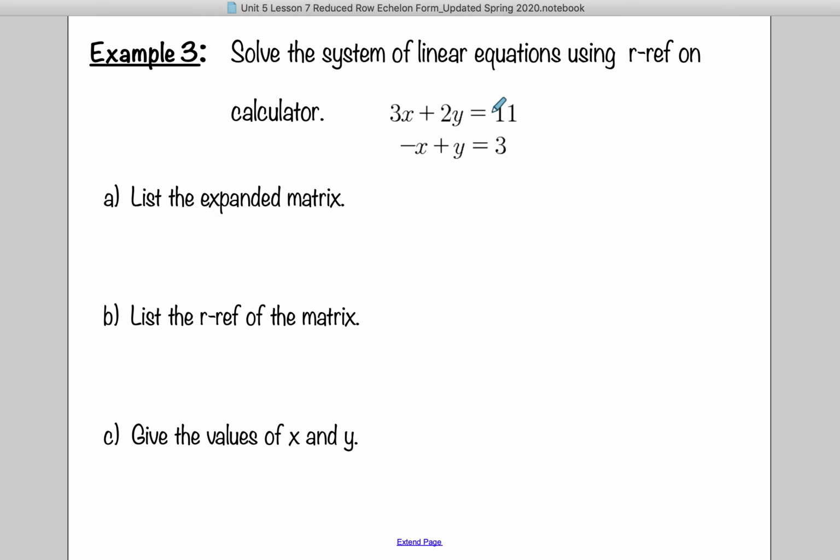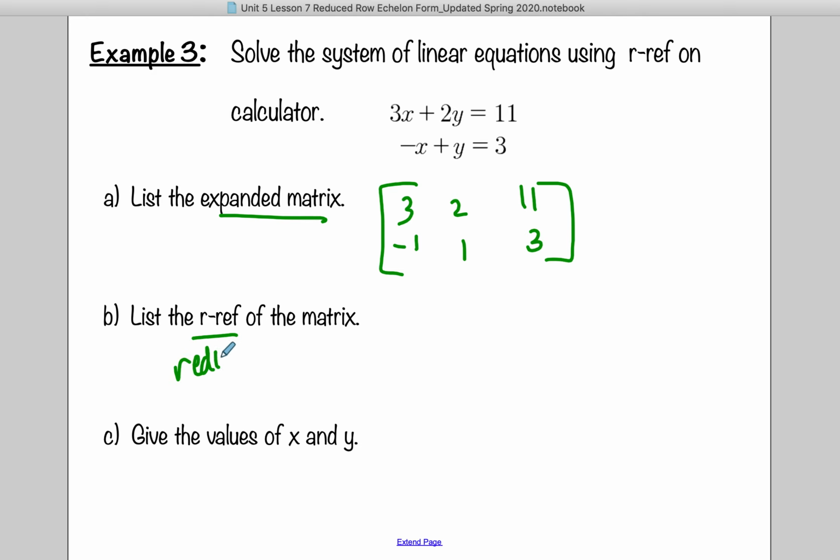So expanded matrix, let's write it out. When we're solving a system of 2 equations, it's a 2 by 3. So we have to write a 2 by 3 expanded matrix. So we got 3, -1, 2, 1, and then 11 and 3. Now, list the RREF of the matrix. What that stands for is reduced row echelon form. And we're going to get this off our calculator.